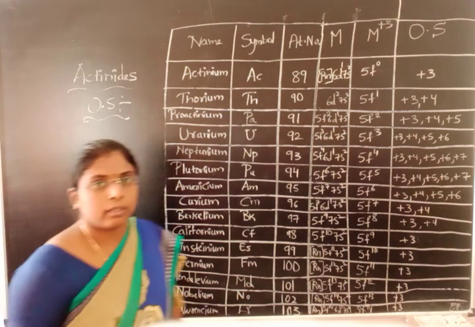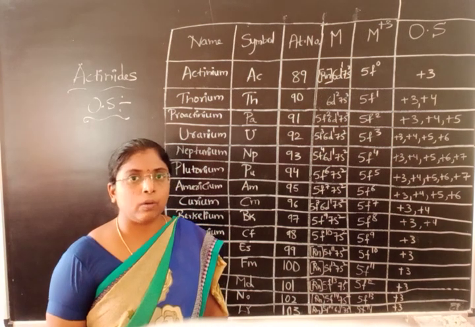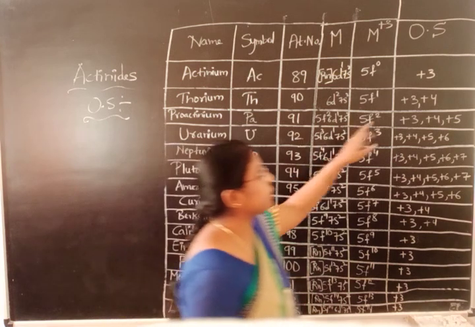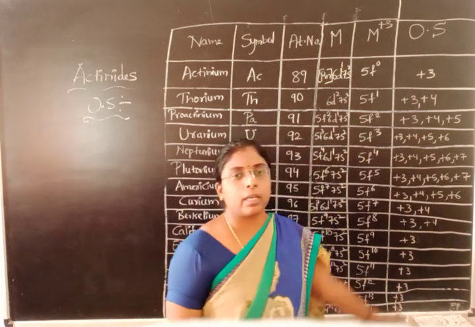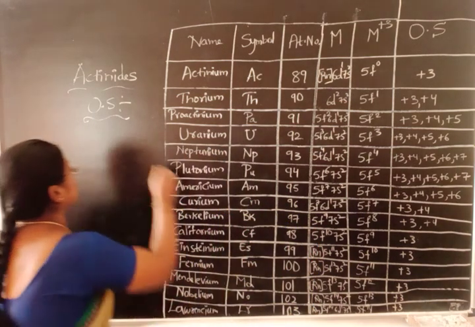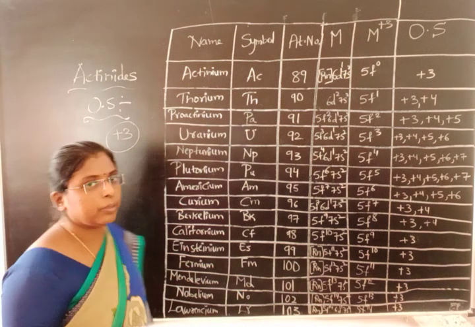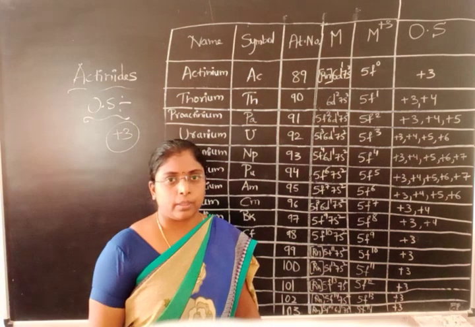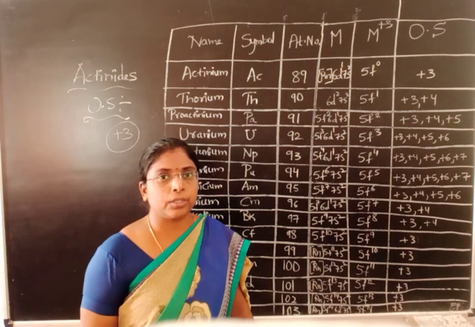Similar to the lanthanide elements, the actinide elements also exhibit the common oxidation state of +3. Lanthanides exhibit a common oxidation state of +3, as well as actinides. Many of the compounds we find in nature have an oxidation state of +3.